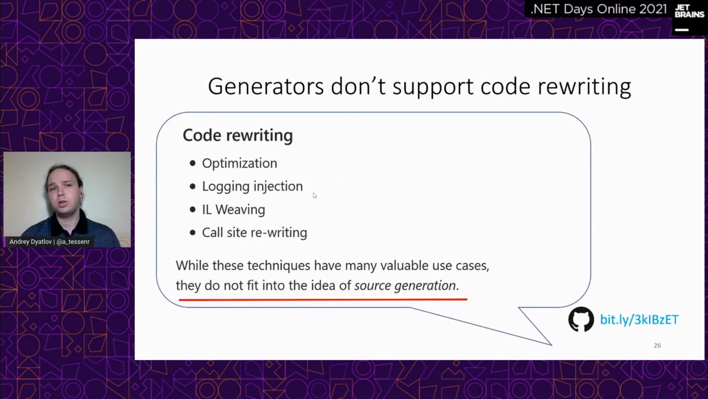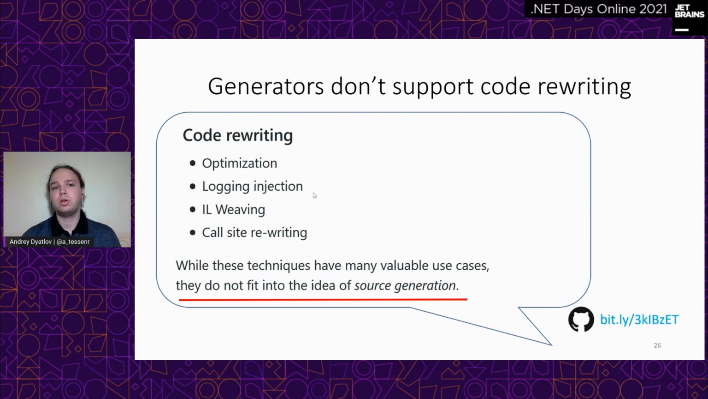And according to the official documentation of source generators, all these tasks are code rewriting tasks. They include optimization, IL weaving, call site rewriting, and logging injection. And while they have many valuable use cases, they do not fit into the idea of source generation. And this is a bit disappointing.